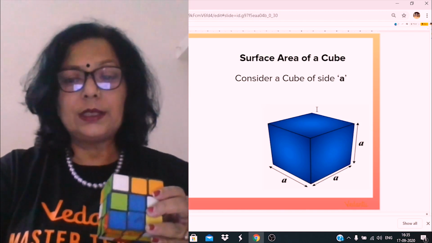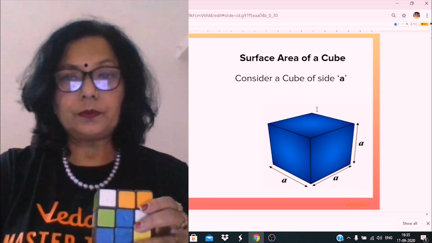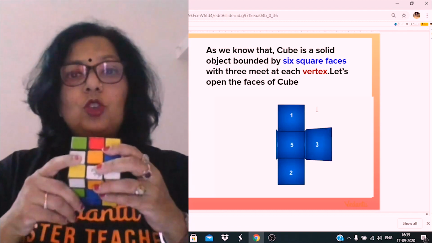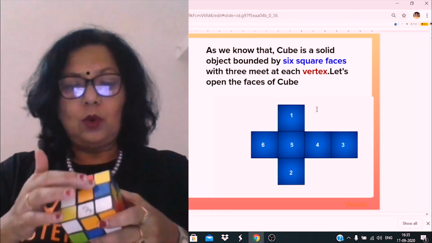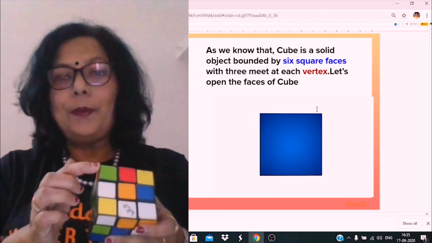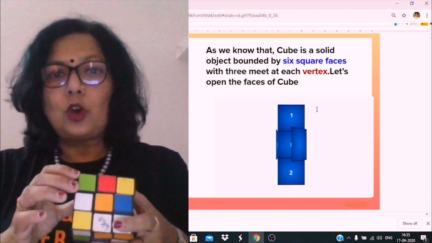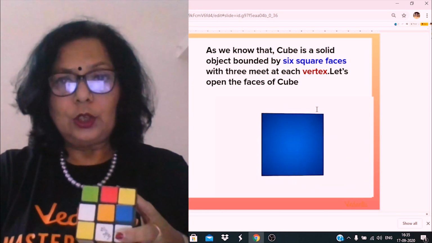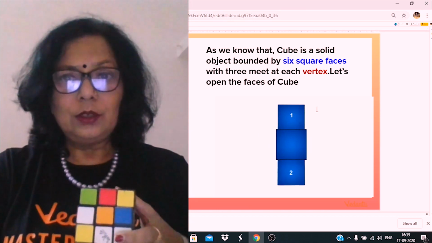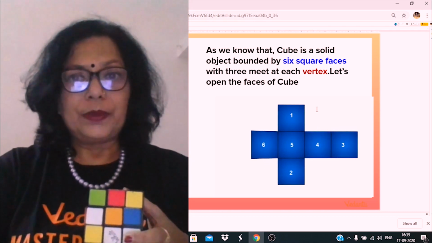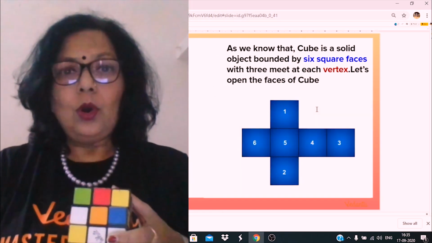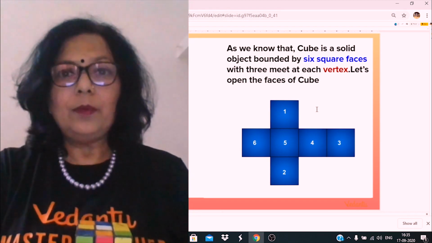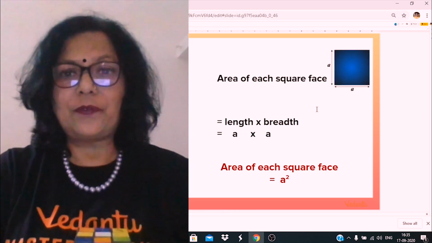So hence, consider a cube of side A, a solid object bounded by 6 square faces, with 3 meeting at each vertex. Now see, at this vertex, how many faces are meeting? Let's open the faces of the cube and you will see it. You can see in the figure, yes, 1, 2, and see here. This opens the cube. As we know, a cube is a solid object bounded by 6 square faces, where 3 meet at each vertex.